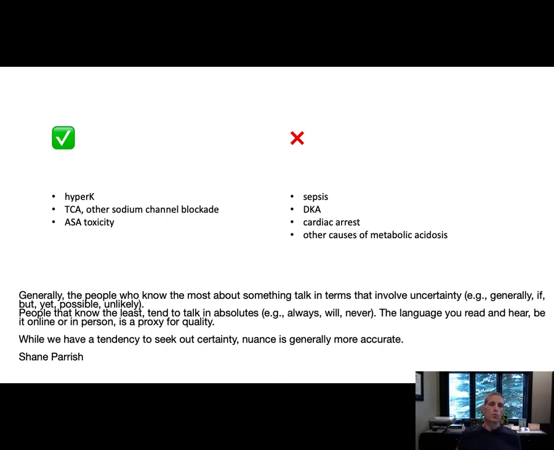I'd like to talk about this quote for a second. This is by a gentleman named Shane Parrish. Generally, the people who know the most about something talk in terms that involve uncertainty. Generally, if, but, yet, possible, unlikely. People that know the least tend to talk in absolutes. Always, will, never. The language you read and hear, be it online or in person, is a proxy for quality. While we have a tendency to seek out certainty, nuance is generally more accurate.